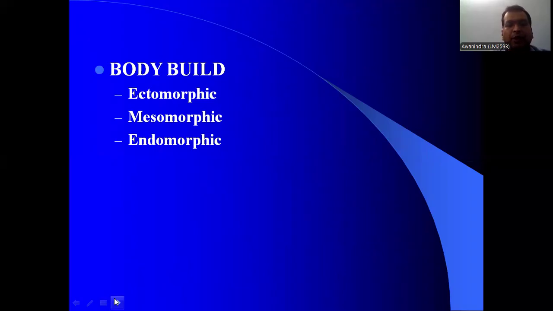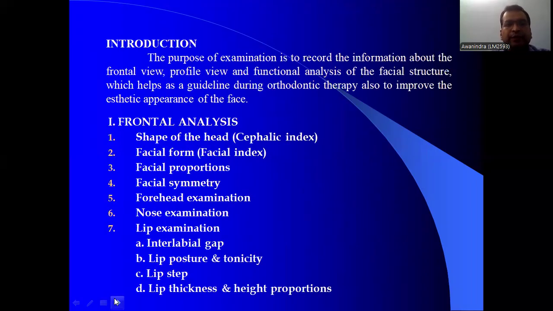Endomorphic patients are short and obese. Ectomorphic patients are tall and thin. Mesomorphic is average build. So the purpose of the examination is to record the information about the frontal view, profile view, and functional analysis of the facial structure, which helps guide us during orthodontic therapy, and also to improve the aesthetic appearance of the face.